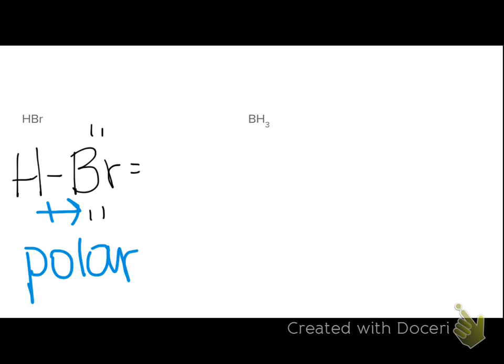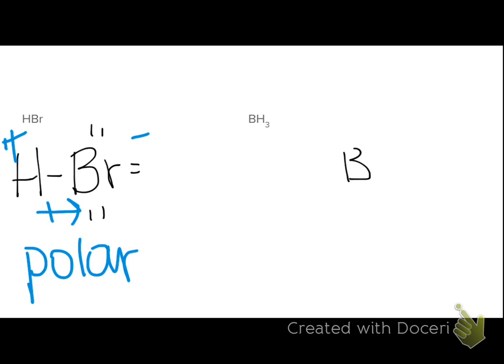All right, so you should have got something like this with your dipole pointing towards your bromine, which is going to be more electronegative than your hydrogen. So we have a slightly positive charge down here by that hydrogen, and we have a slightly negative charge down by your bromine, so that makes it polar.